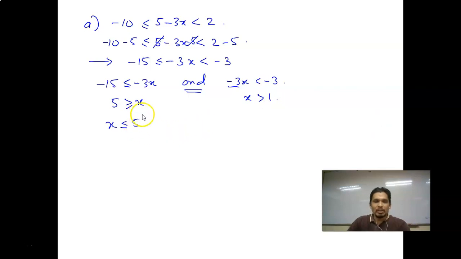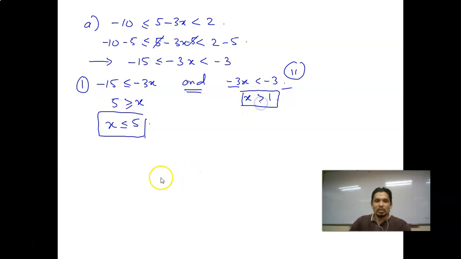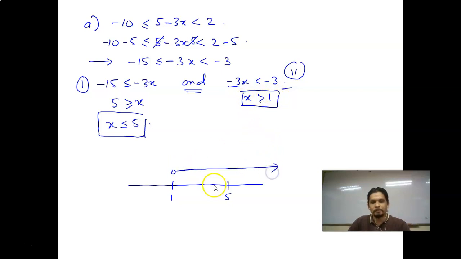So this is the solution for case number 1, and this is the solution for case number 2. With the term of n here, we are going to combine this solution and this solution on one number line. So it is between 1 and 5: x greater than 1, and x less than or equal to 5.